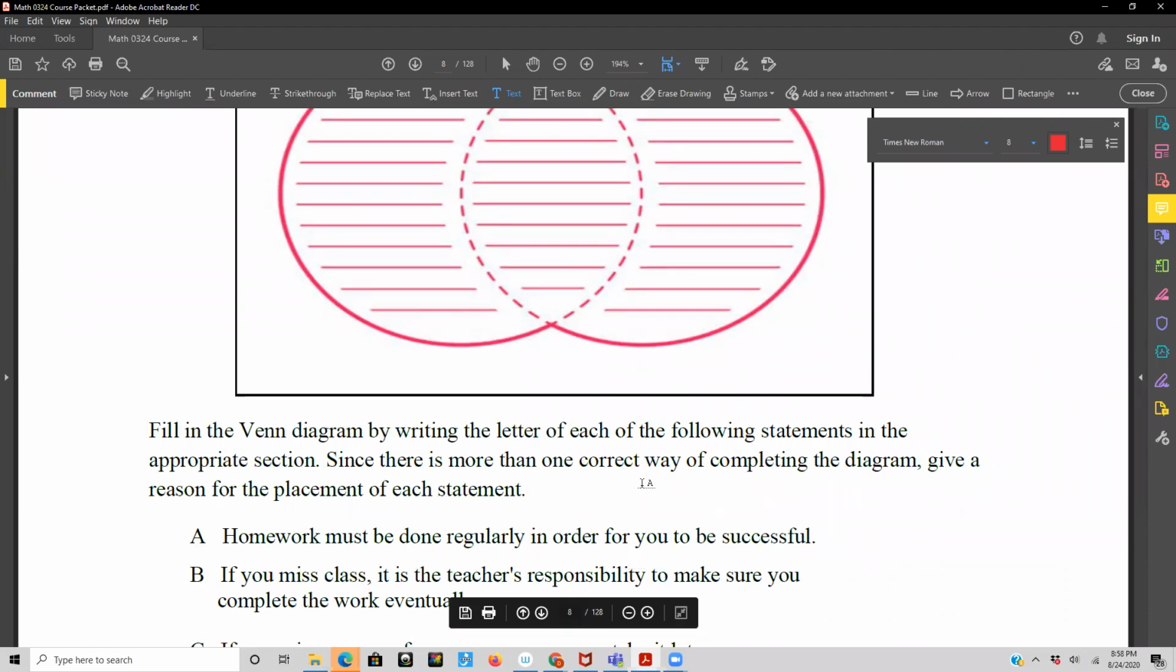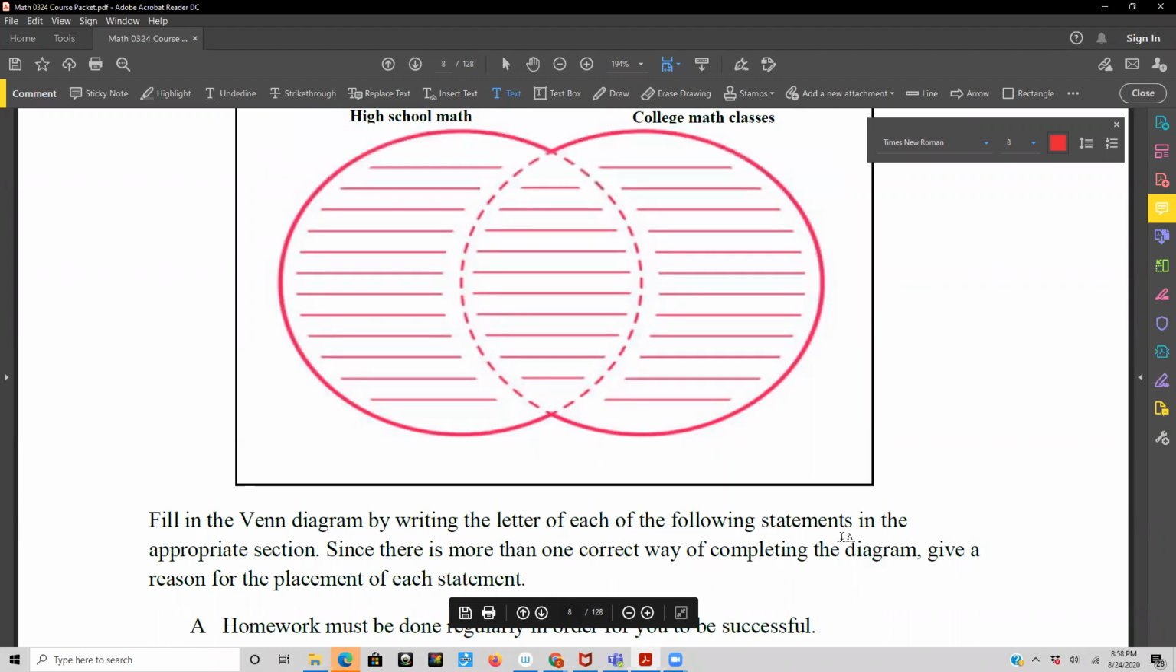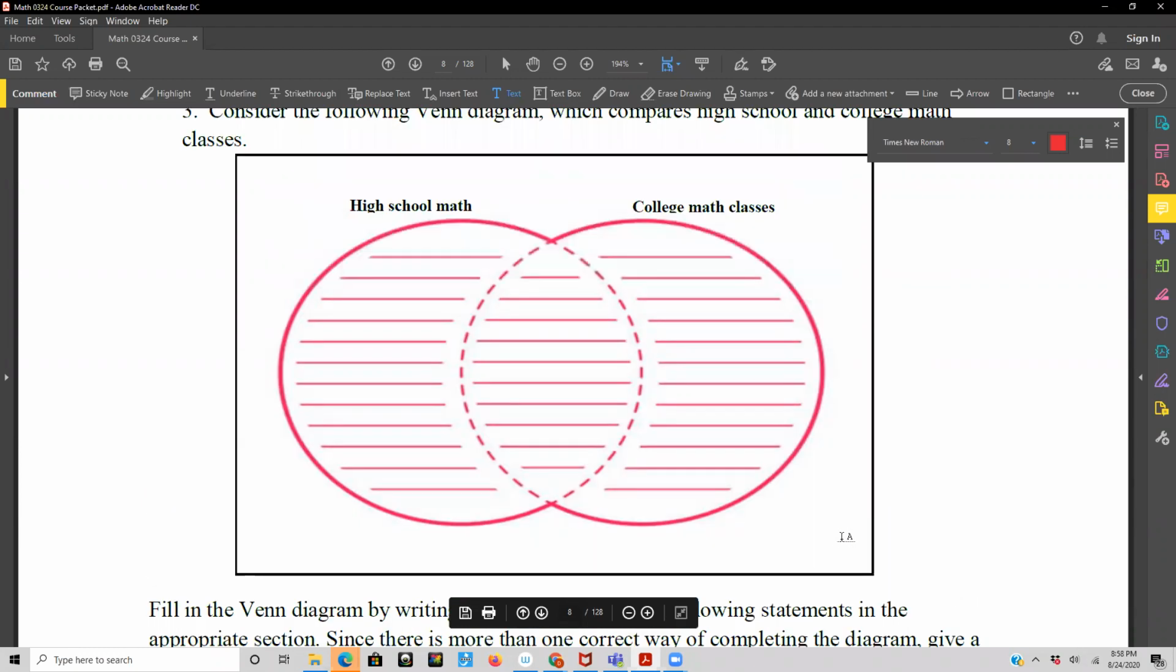Since there is more than one correct way of completing the diagram, give a reason for the placement for each statement. All right, so if we were in class, I'd normally ask you, but I'll kind of throw it out there: homework must be done regularly in order for you to be successful. Is that true in only high school, only college, or both? That's subject to opinion, but I'm of the feeling that homework's important, so we're putting it in both. So I'm thinking A needs to go here.